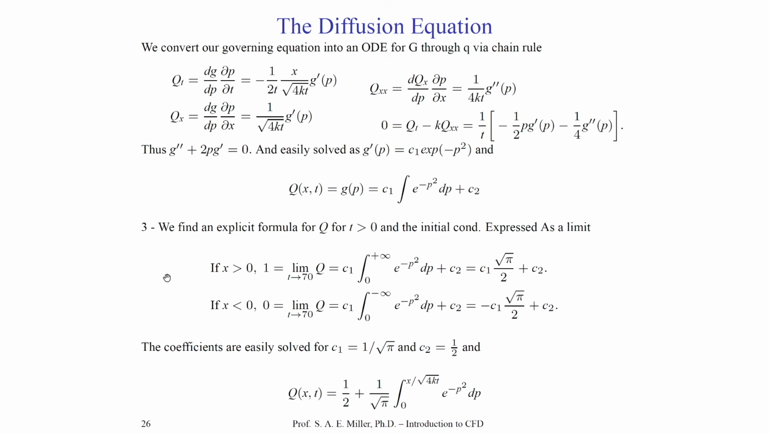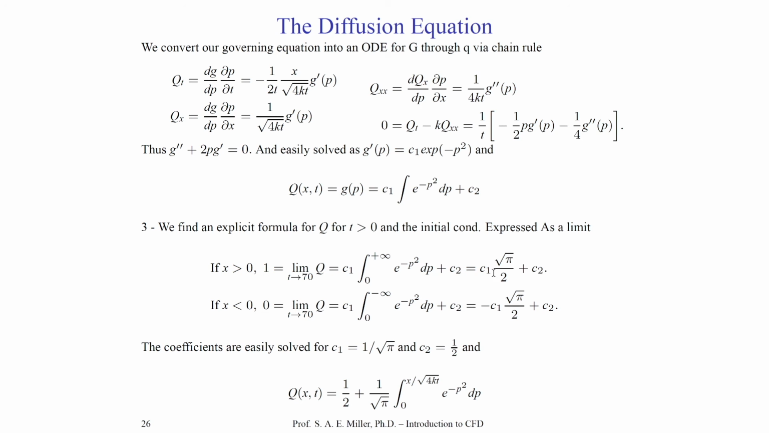That's amazing. We can express these, of course, as a limit. If x is greater than 0, then our equation above will be, for the limit of t going to 0, excuse me, the 7 is a typo, of q, which will be equal to c1 from this previous equation of 0 to infinity of e to the negative p squared dp plus c2. This will reduce to, as this integral is analytic, c1 square root of pi over 2 plus c2.